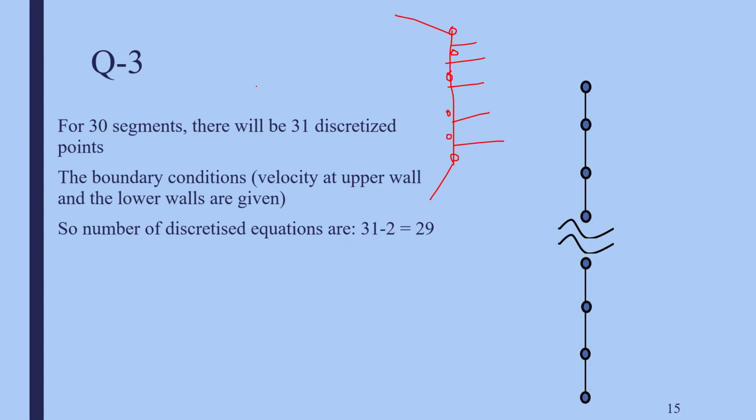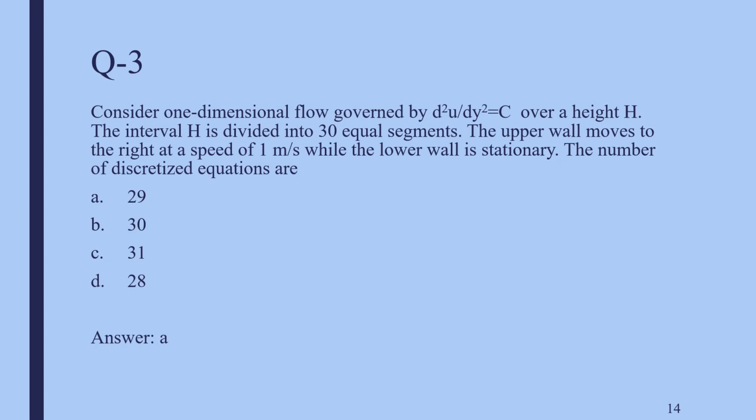Why are we subtracting 2? Because the values at the top and the bottom are given by the boundary conditions. The boundary conditions specify that the top wall is moving at a speed of 1 meter per second while the bottom wall is stationary. So we know the values at those points. That's why we subtract 2 and are left with 29 discretized equations.